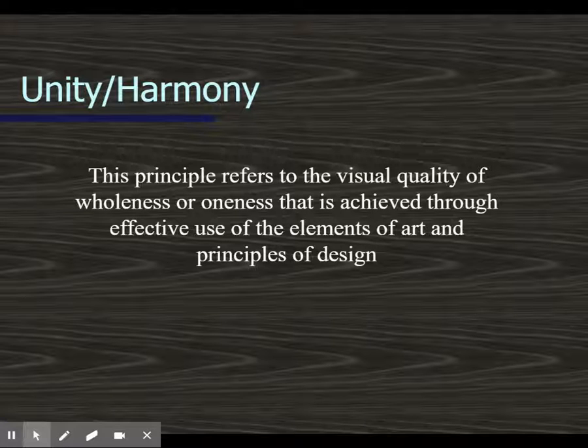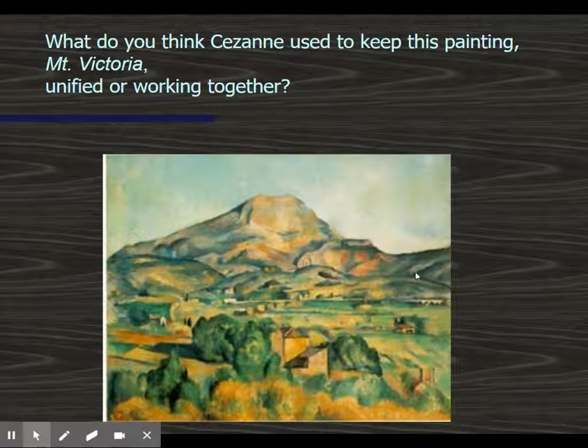Unity and harmony. So unity and harmony is similar to variety, but the other direction. What that means is that we are using the elements in a manner of repeated design. So again, unity would necessarily be like colors. So instead of being different colors, we would want similar colors.